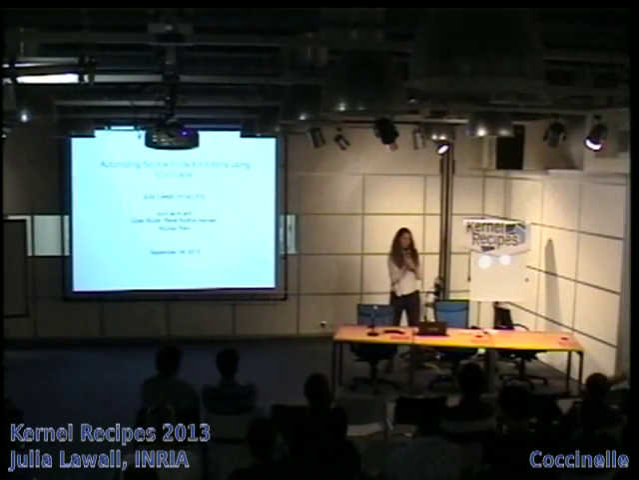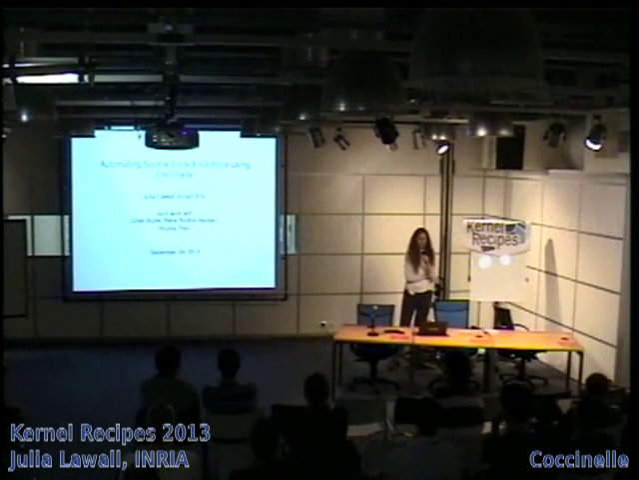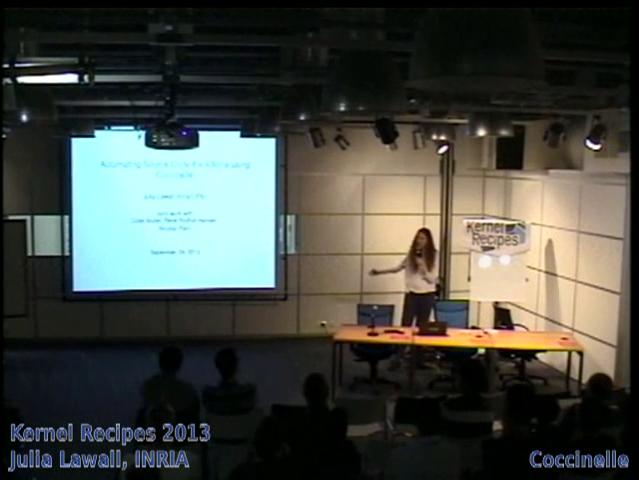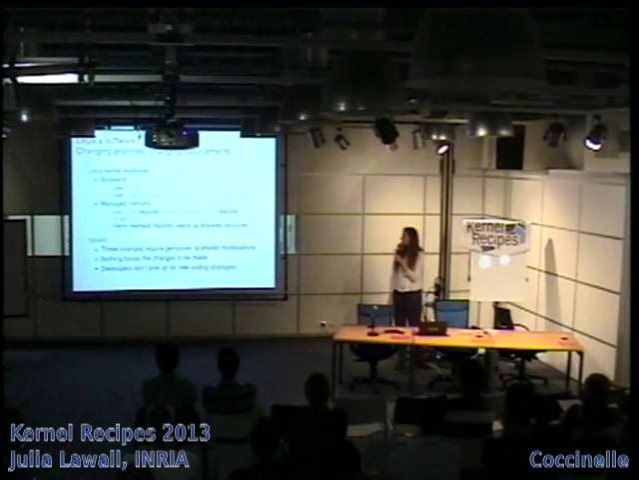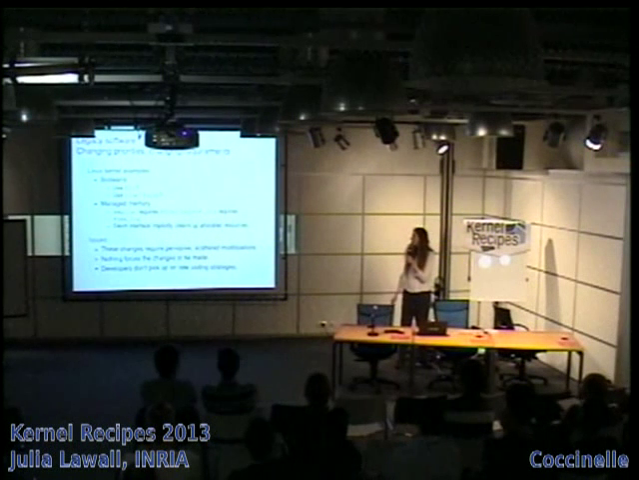Okay, so last year I talked a little bit about finding and fixing bugs using Coccinelle. This year I'm going to talk about automating evolutions. So what we're interested in is the context of legacy software, like the case of Linux. It has existed for around 20 years, I guess.